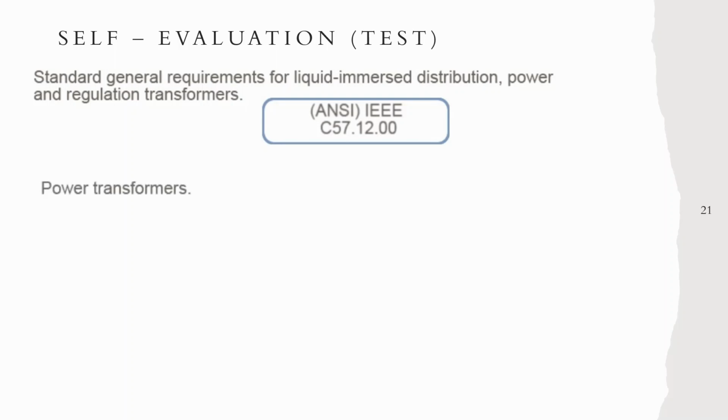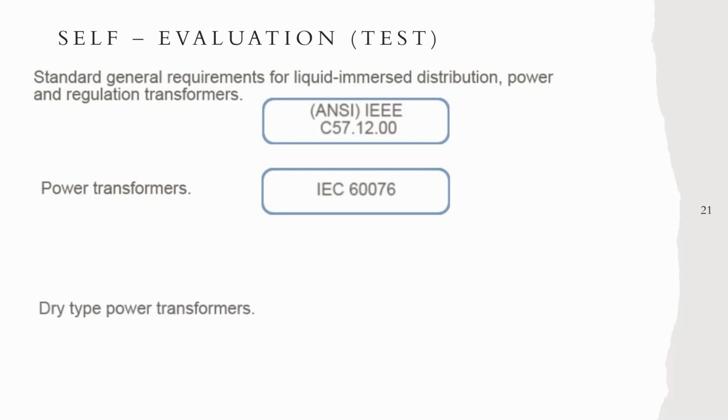Okay. For power transformer, what is the standard of our transformer? For power transformer, we are utilizing IEC 60076. How about this? Dry type power transformers. What standards are we using? IEC 60726. Guys, you cannot memorize this, but this is about familiarity. If you are always doing this, you will become familiarized.